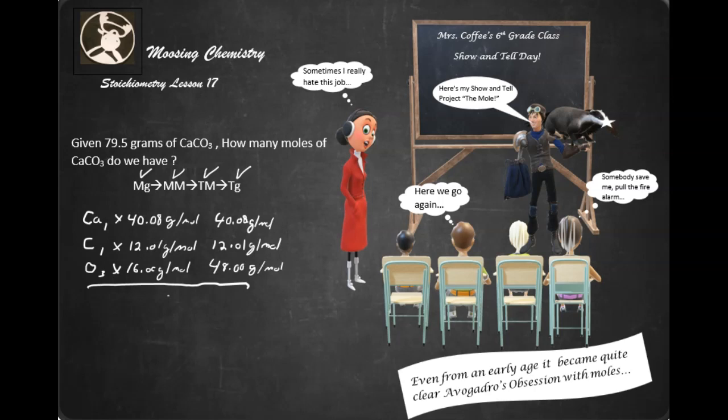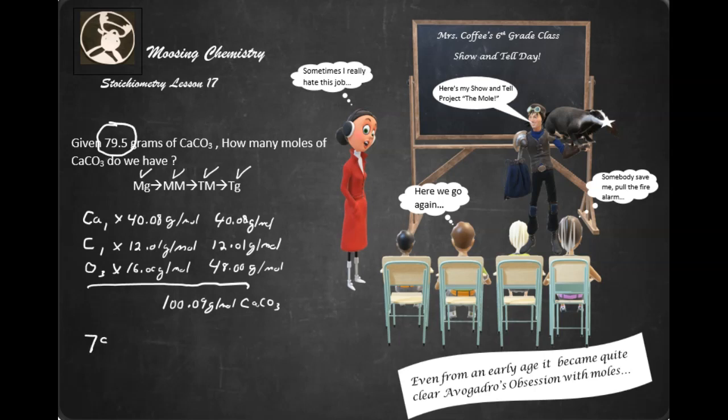This is going to give us 100.09 grams per mole for the compound calcium carbonate. So if we had 100.09 grams of calcium carbonate, we would have 1 mole of calcium carbonate. So we have 79.5 grams. So let's go ahead and do this.